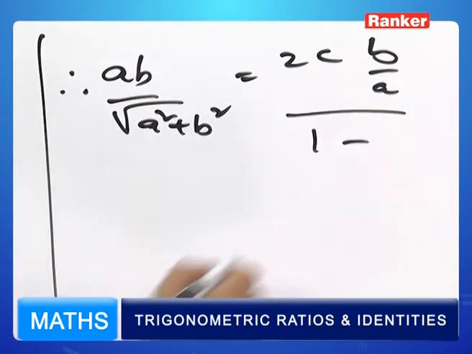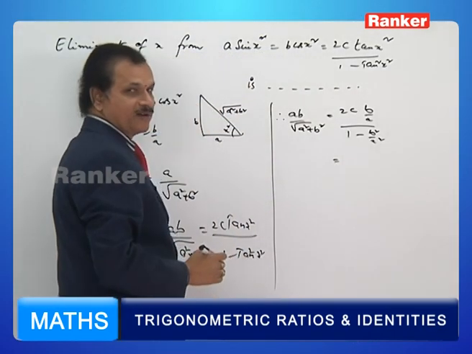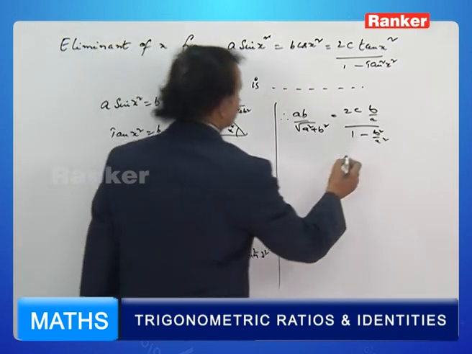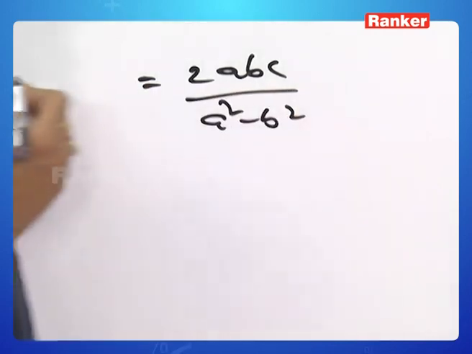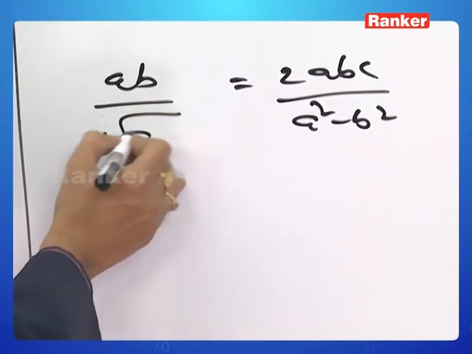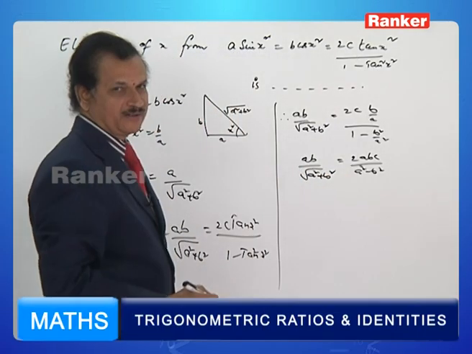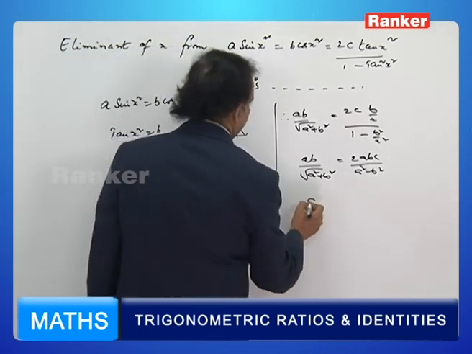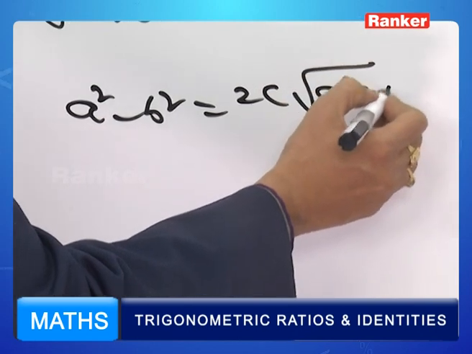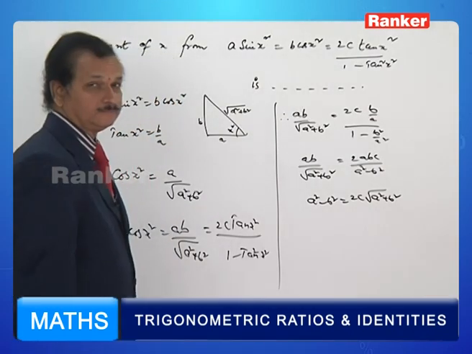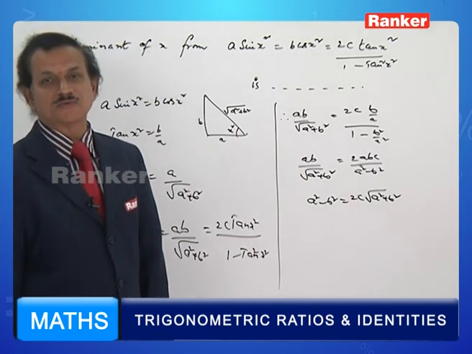What is tan square x square? B square by a square. Multiply both numerator and denominator by a square. What happens? 2abc by a square minus b square. This is ab by. You can cancel ab of course on the numerator directly. You have a square minus b square is equal to 2c into root of a square plus b square. After ignoring ab, you have a square minus b square is equal to 2c into root of a square plus b square.